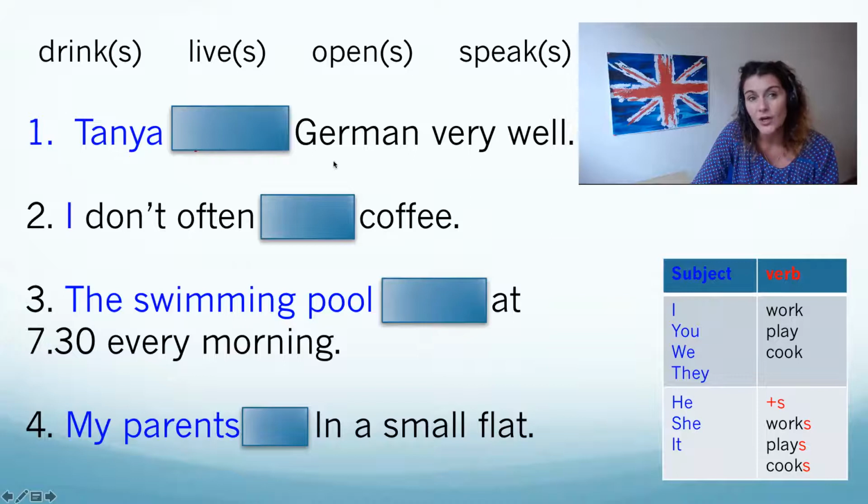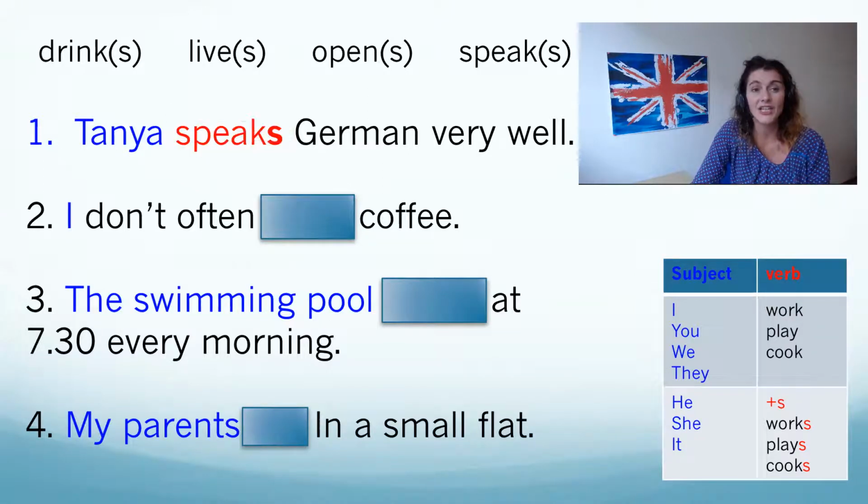Tanya, German very well. We can see the subject of our verb is Tanya, which is a girl's name. What's the missing verb? What form should it take? That's right. Tanya speaks German very well. We have speaks with an S on the end because the subject is Tanya, which is the same as she. She speaks German very well.